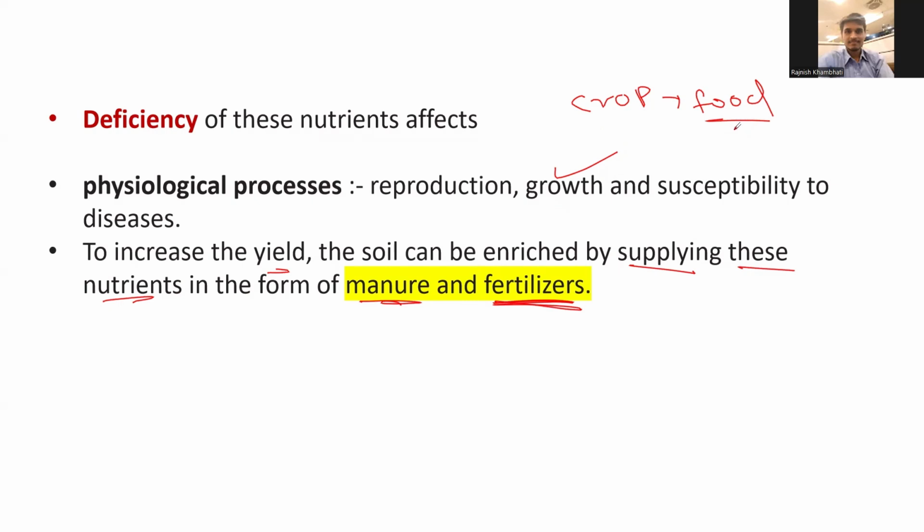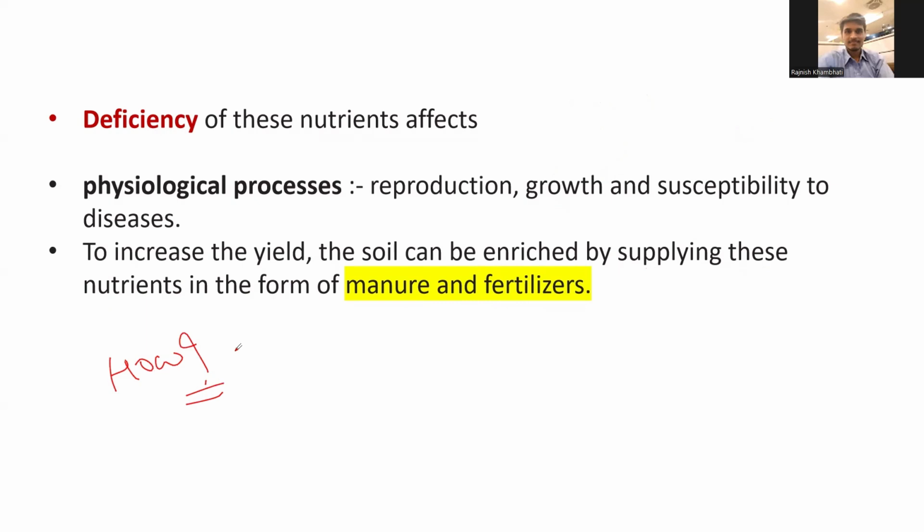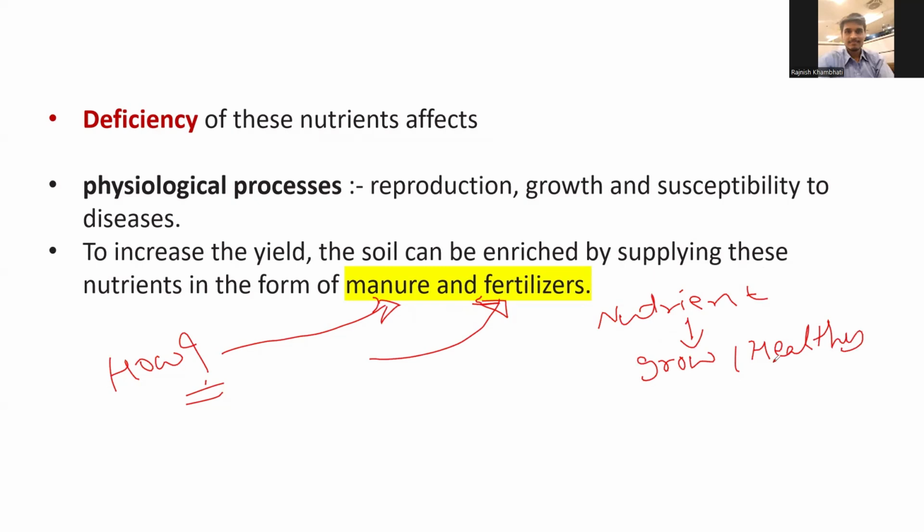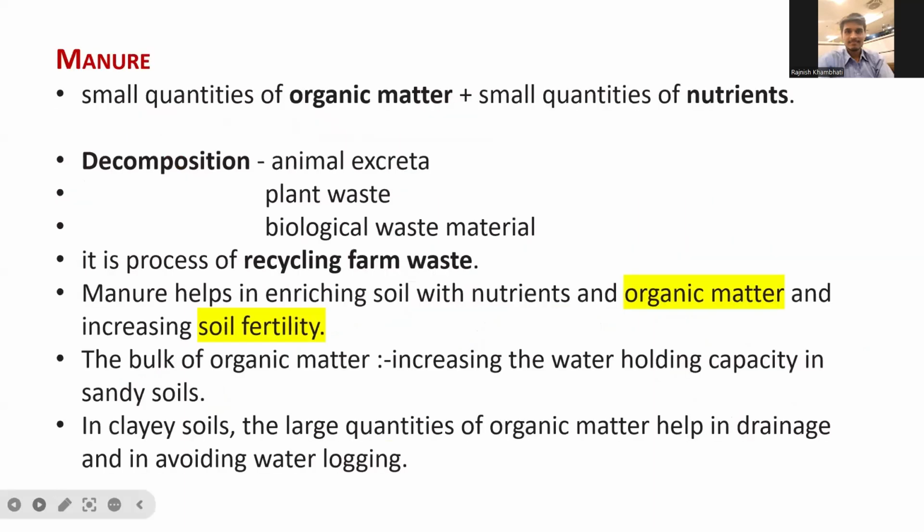How to provide nutrients to the plant? We can provide them in the form of manure and in the form of fertilizer. In the form of fertilizer and manure, we will be giving them nutrients. And when you give them the nutrients, what will happen? The crop will grow. They become healthy. And when they become healthy, we will get good yield. Let's jump to the next slide.